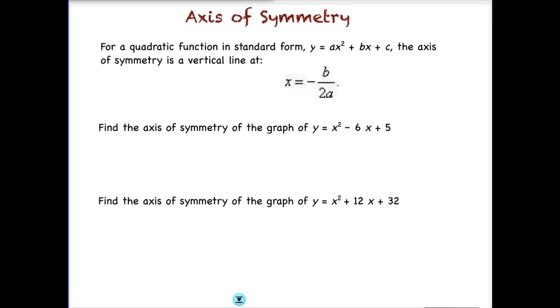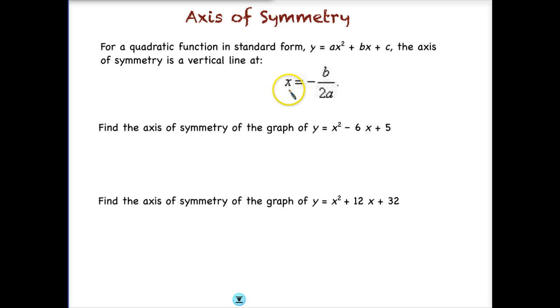So let's look at how we might find the axis of symmetry in standard form. In standard form, it's not as simple as vertex form because you can't see the vertex and therefore the axis of symmetry line. You have to do a little bit of work. So for a quadratic function in standard form, which is again y equals ax squared plus bx plus c, the axis of symmetry is a vertical line at, and here's a little equation. It's not that difficult and you can write it down in your notes, and I would highly recommend that you write it down in your notes so you can access it when you need it.